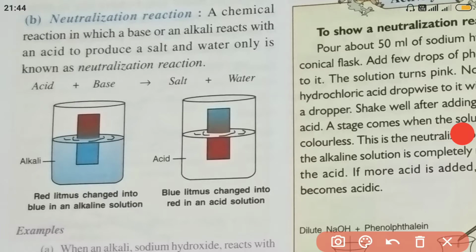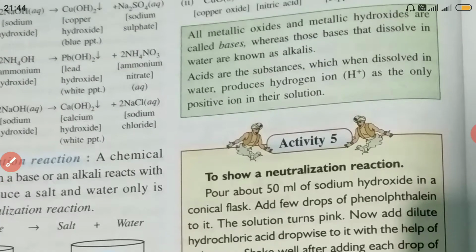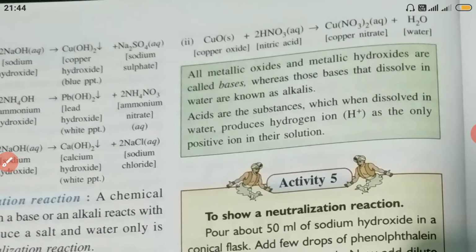Here we are coming across four new terms, which are base, alkali, acid, and salt. These are the names of different kinds of compounds. To understand this, you can go to the green box on the same page, which tries to explain what a base is, what an alkali is, and what an acid is.